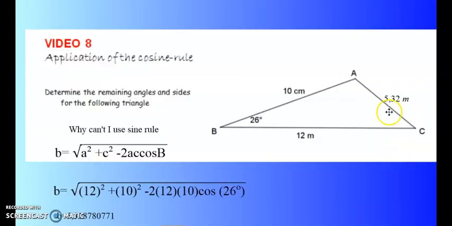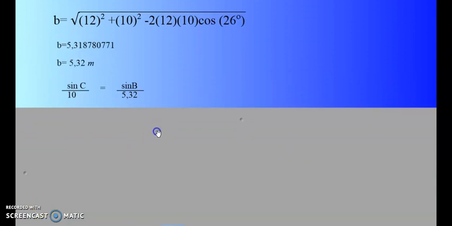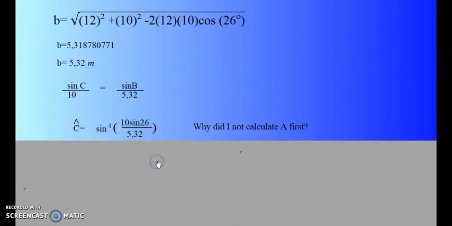So if we are going to calculate angle C, we will have to say sine of angle C over small c is equal to sine of B over small b. And when we write that out, we will make C the subject of the formula. Hence I will say the angle C will be equal to shift sine of 10 sine of 26.